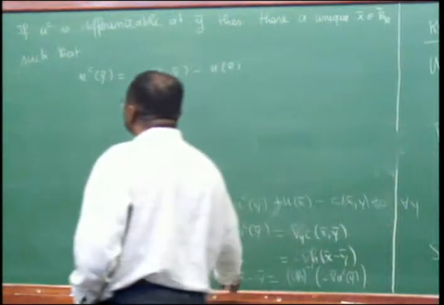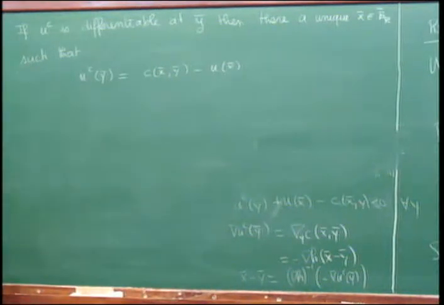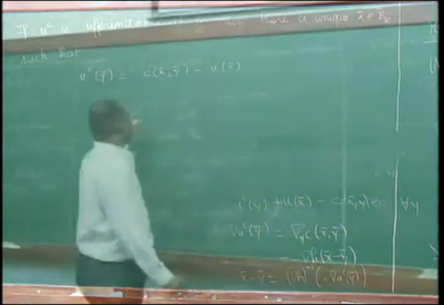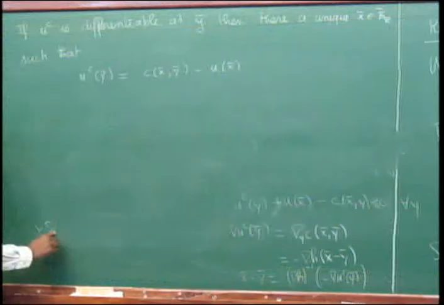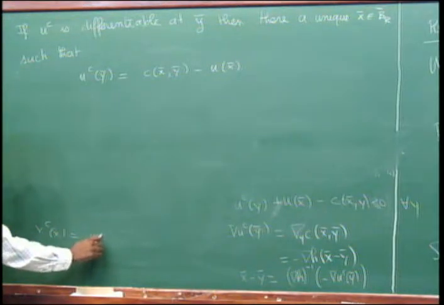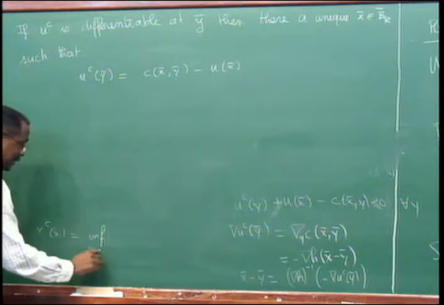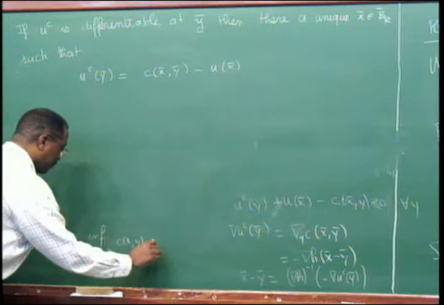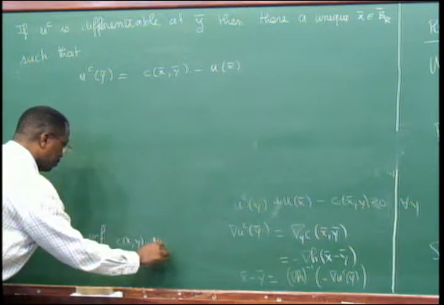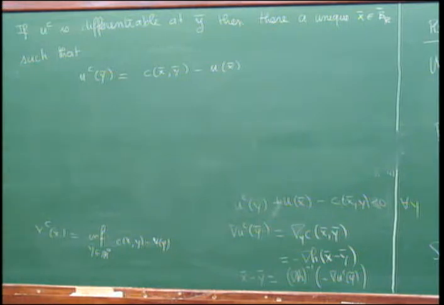By symmetry, if I write VC of x, this will be the infimum over y in R^D of C of x, y minus V of y. And so by symmetry, for each x where VC is differentiable, the minimum y will be unique.